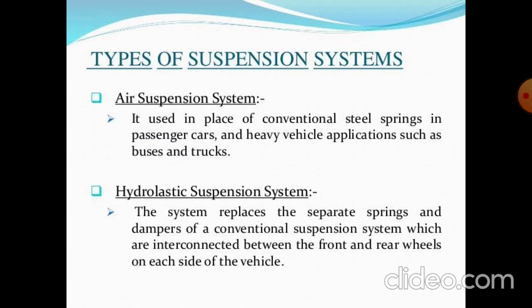Then next are other types of suspension system: air suspension system, hydrostatic suspension system, pneumatic suspension system, right? The air suspension system is used in place of conventional steel springs in passenger cars and heavy vehicle applications such as buses and trucks. The next is the hydroelastic suspension system. The system replaces the separate spring and damper of a conventional suspension system, which are interconnected between the front and rear wheels on each side of the vehicle.